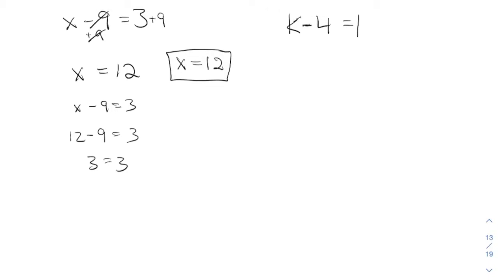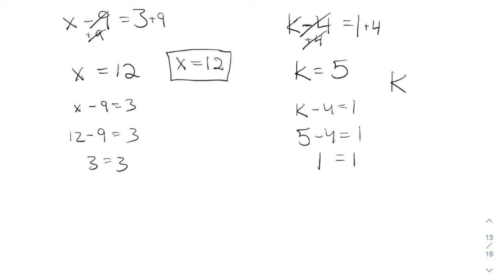Okay, so we're subtracting 4. So I need the opposite operation, add 4. That cancels that out. We now have the K isolated. 1 plus 4 is 5. So we're saying K equals 5. So I verify this. I'm going to do K subtract 4 equals 1. 5 subtract 4 equals 1. Therefore, K equals 5.